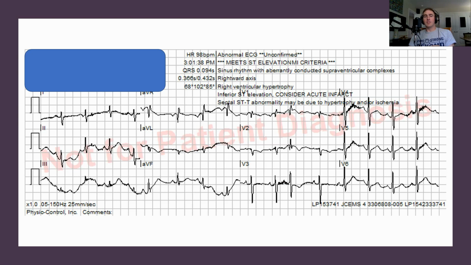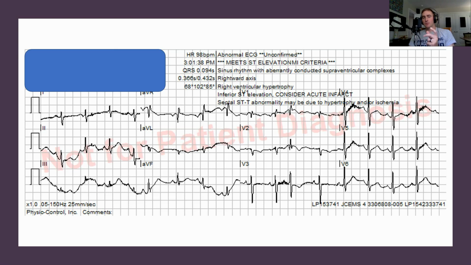So, first EKG. Let's take a look at this EKG. Pause it if you want to. I'll give you a few seconds to look at it and think about what you're seeing. Okay, so you'll see that it meets ST elevation MI criteria per the computer, but does it really?